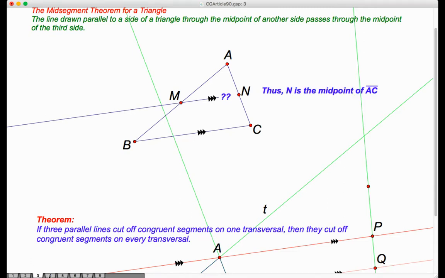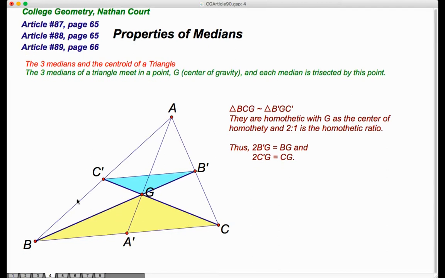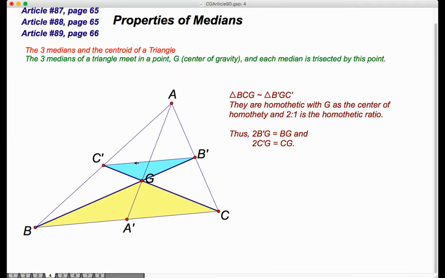Okay. The next one is Article 88. It says there that the three medians of a triangle meet in a point, and we call that point G because G is actually the center of gravity, and each median, we'll just consider two medians, is trisected by point G. Looking at this particular diagram, segment B prime C prime is the mid segment, and hence it's parallel to segment BC, and also B prime C prime is half the length of segment BC.